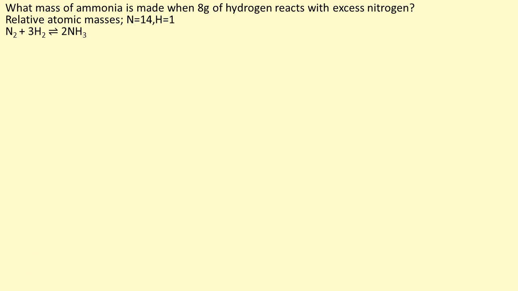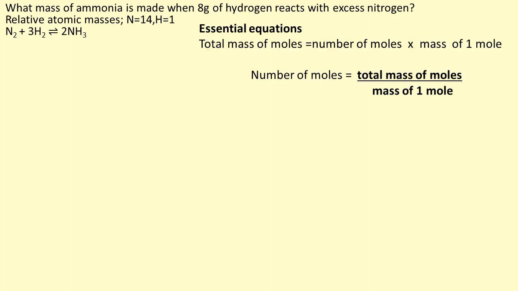What mass of ammonia is made when 8 grams of hydrogen reacts with excess nitrogen? Pause this tutorial, try solving this question, and then restart the tutorial. First, write down any equations you might use and think what steps might be used to carry out this question. So, the equations I would write down are total mass of moles equals number of moles times mass of 1 mole, and often it's needed in the rearranged form number of moles is equal to total mass of moles divided by mass of 1 mole.